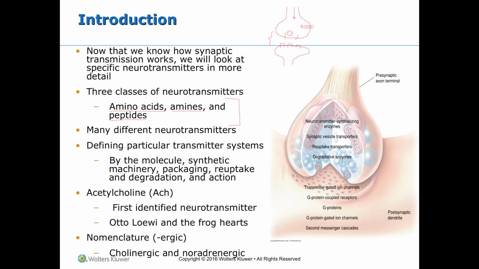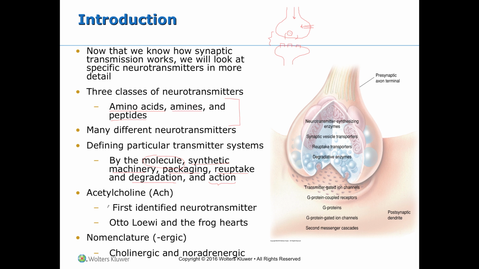And so a few ways that we can define particular transmitter systems is we can look at the actual molecule itself, how it is created, how it's packaged, how it's brought back up, and how it is degraded. And then, of course, we can look at what kind of action it has. Is it inhibitory or excitatory? Does it work on several different areas of the brain versus one particular area of the brain, etc.?